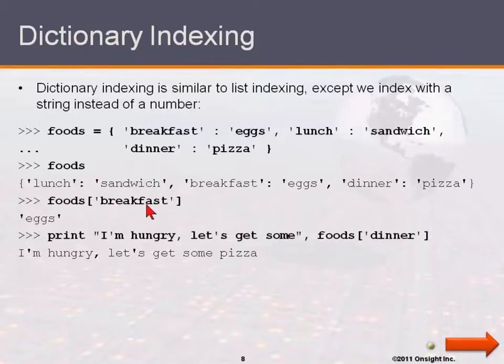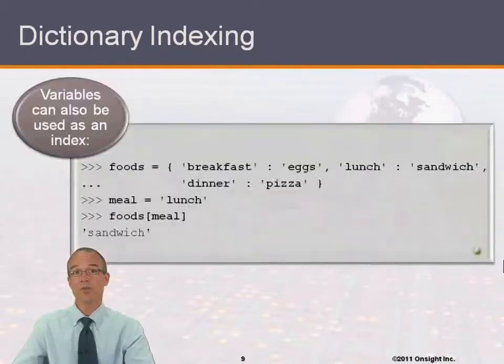So to access an element, we take the dictionary's name, square brackets around the key, and then the key string. In this case, breakfast. So foods sub breakfast, eggs. This prints I'm hungry, let's go get some, and then we index foods sub dinner, pizza. So variables can be used as an index.